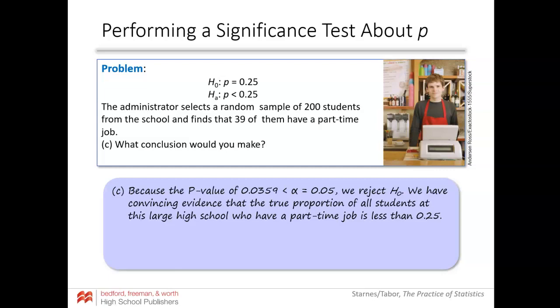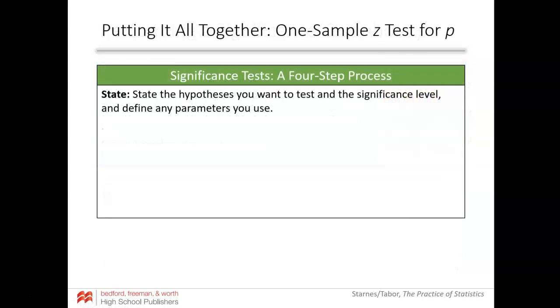So our final answer is, what's the conclusion? Because the p-value is 0.0359, so 3.6%, and that is smaller than our significance level, we reject the null hypothesis. This is the statement we have to make sure we have written down. We have convincing evidence that the true proportion of all students at this large high school who have a part-time job is less than 0.25. So we had significant evidence to reject the null hypothesis, and that's why we are making that claim.